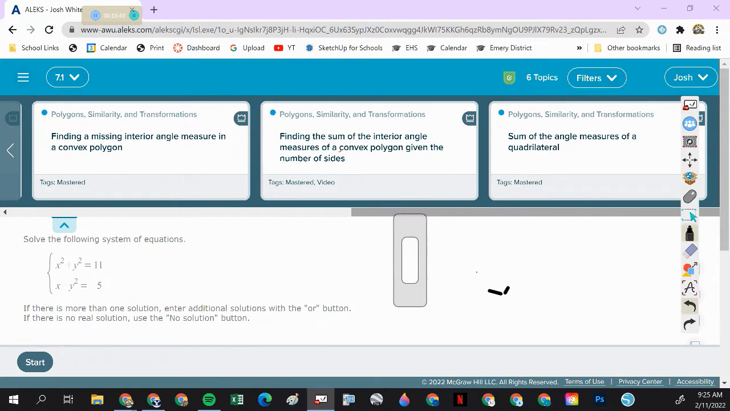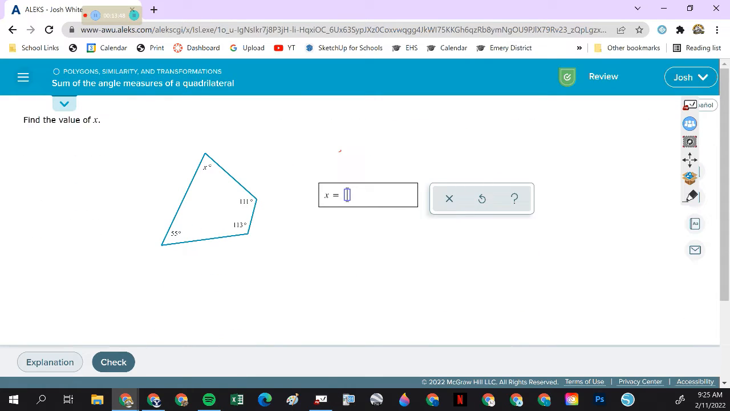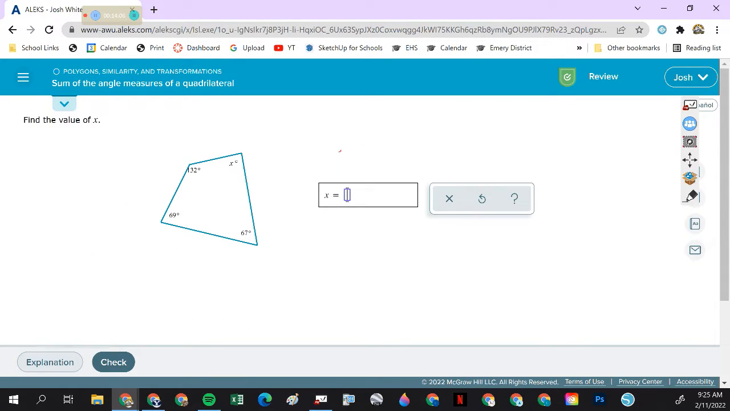So now let's get to some calculations. How would we find x? Yep. So we'd add the 55, the 113, and the 111 and subtract those from 360. Okay. Let's see if it gets any more complicated. Same thing here. You could subtract them individually. 360 minus 132 minus 69 minus 67. Okay, easy enough.